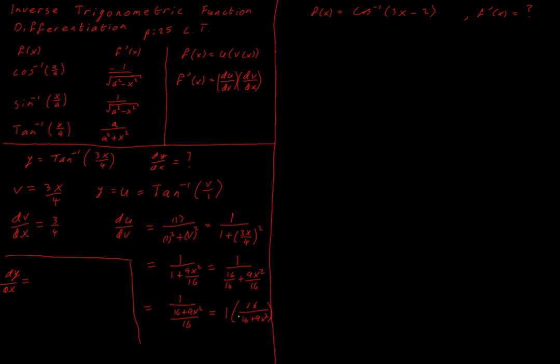Is u dv, we found here, it's just 16 all over 16 plus 9x squared multiplied by dv dx, which is 3 all over 4. I recognize I have a common factor of 4 top and bottom, and my fractions multiplied together. So I divide out my common factor of 4, and I am left with dy dx being 12 all over 16 plus 9x squared.